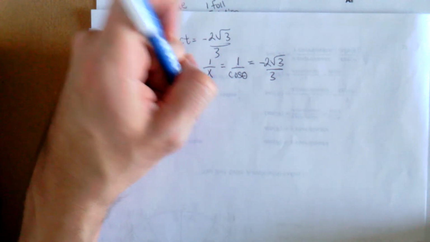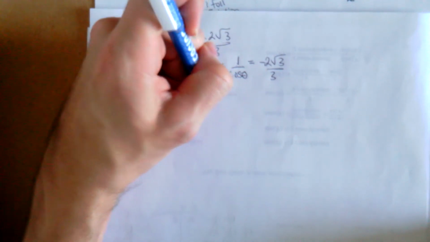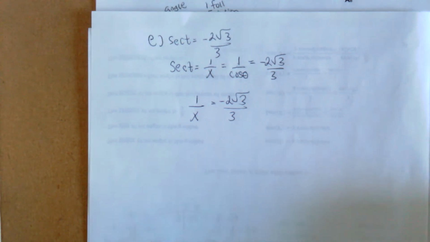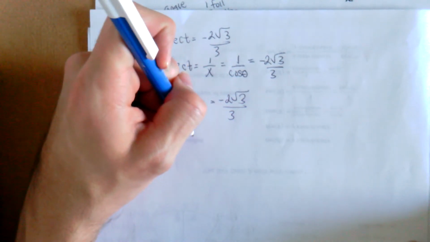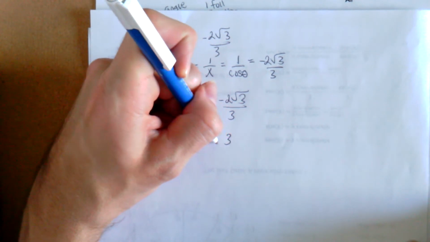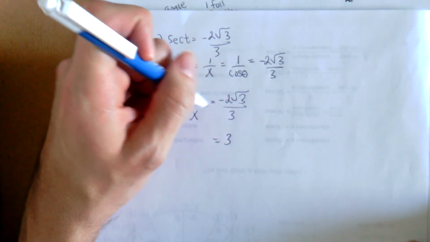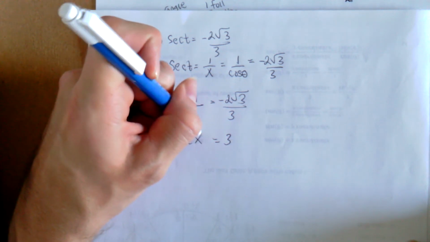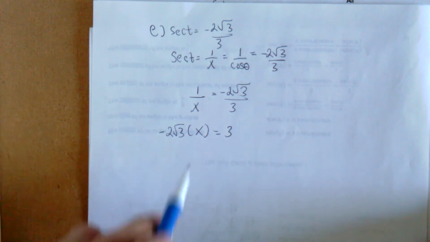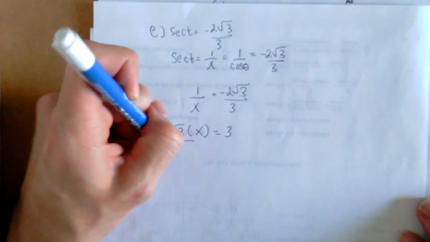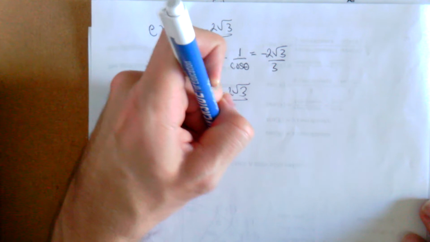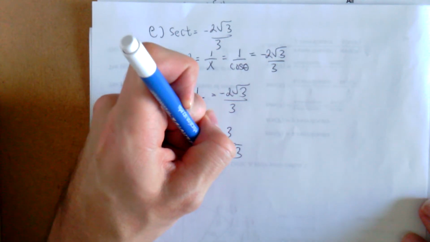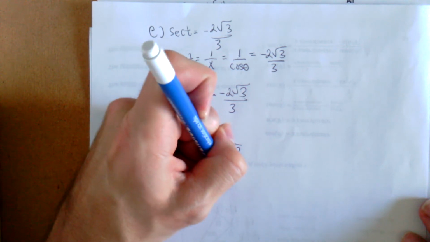We can set 1 over x, or 1 over cosine, equal to -2 square root of 3 over 3. We can cross multiply, so 3 times 1, we get 3 equals x times -2 square root of 3. To get x by itself, we divide both sides by -2 square root of 3. That cancels, so we get x equals 3 over -2 square root of 3.